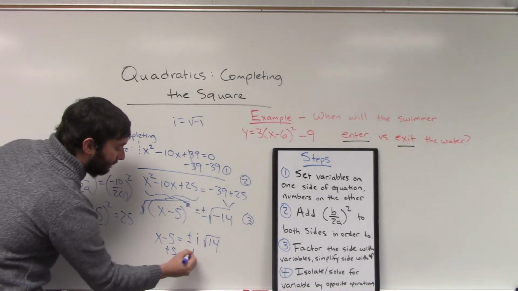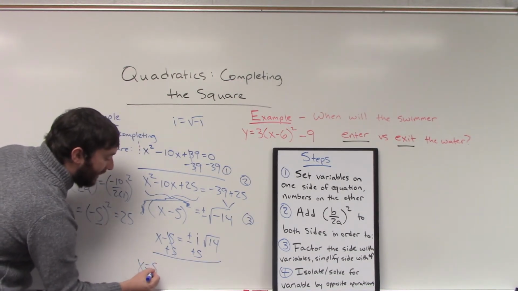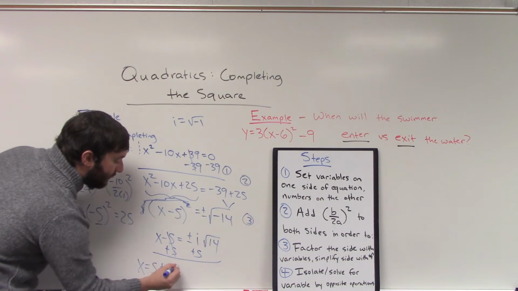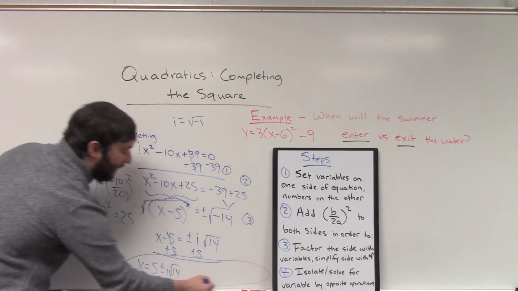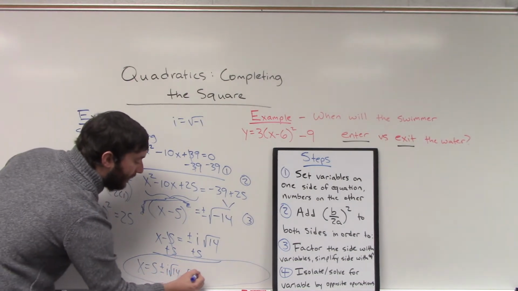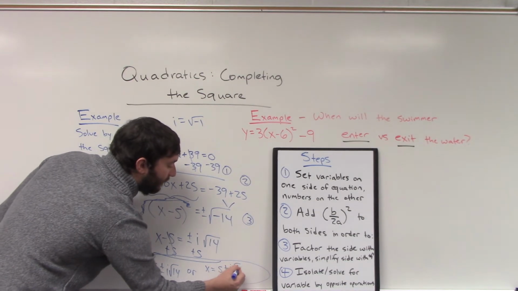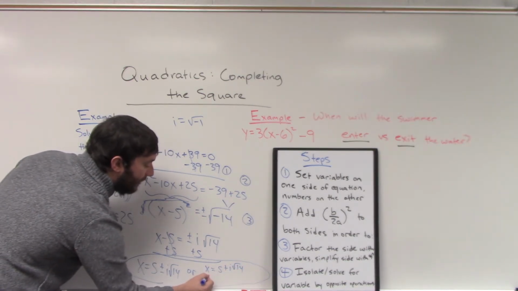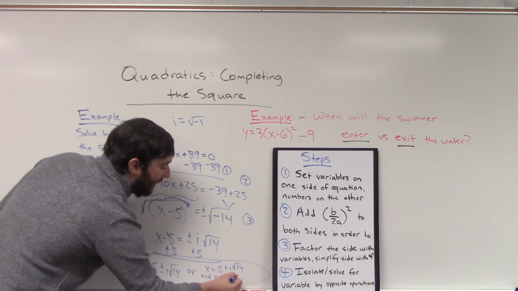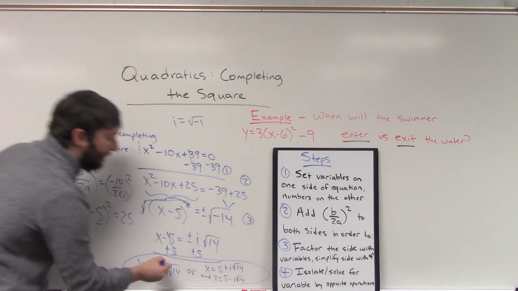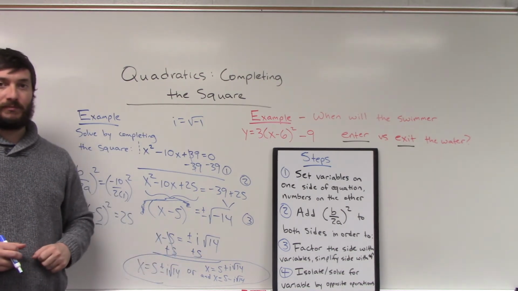Finally, add 5 to both sides. There are 2 ways to write your answer. One way: x equals 5 plus or minus i square root of 14. Another way that you can write your solution is x equals 5 plus i square root of 14 and x equals 5 minus i square root of 14. You can break apart that plus and minus symbol if you want to. It helps you to see that there are 2 solutions.